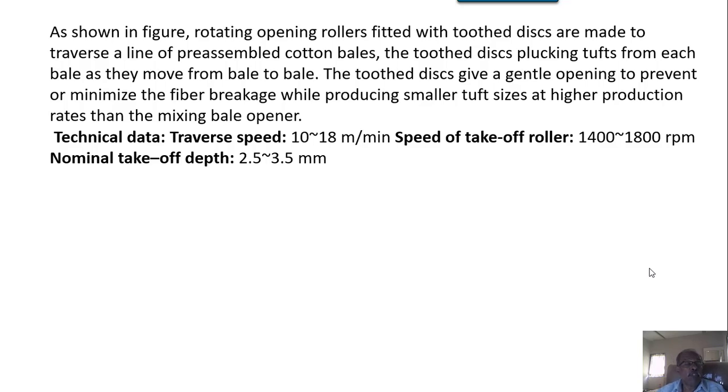Now, this was an additional point I have mentioned here: the nominal takeoff depth, that is, per stroke how much the chassis of the bale opener will descend into the bale, is 2.5 to 3.5 millimeter. It is largely governed by the different combinations of cottons you have. So that is the bale opener functionality.